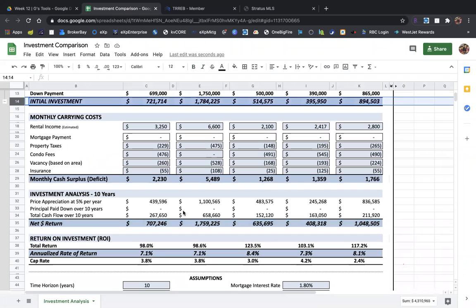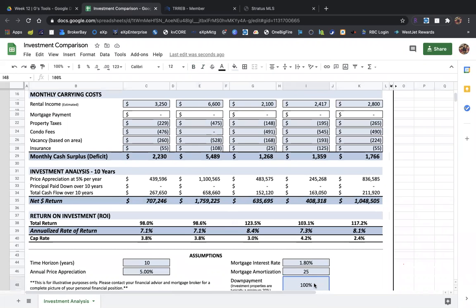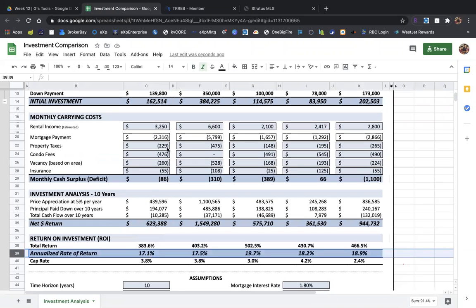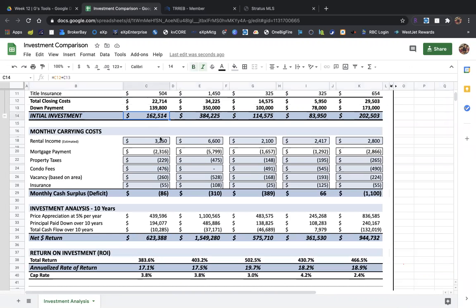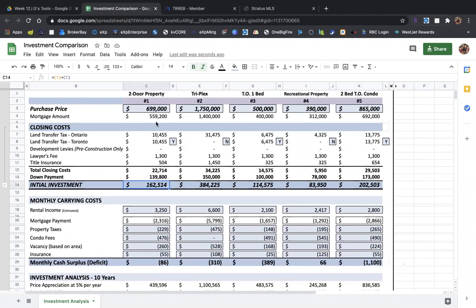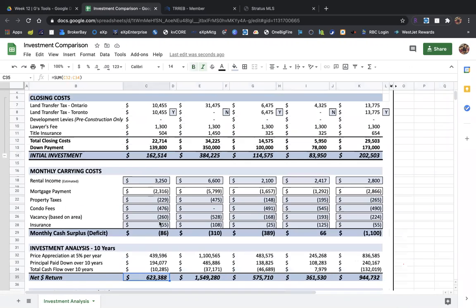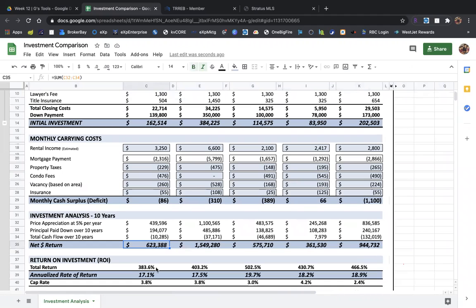Now, if you're only putting down 20%, your upfront cost is 20%. You're taking advantage of leveraging. That's why these numbers pop. If you take cash buyers, instead of putting 162,000 as their initial investment, it's going to be 700,000 plus the closing costs. So it's the 623 divided by 700,000. It's not going to be a big number down here.